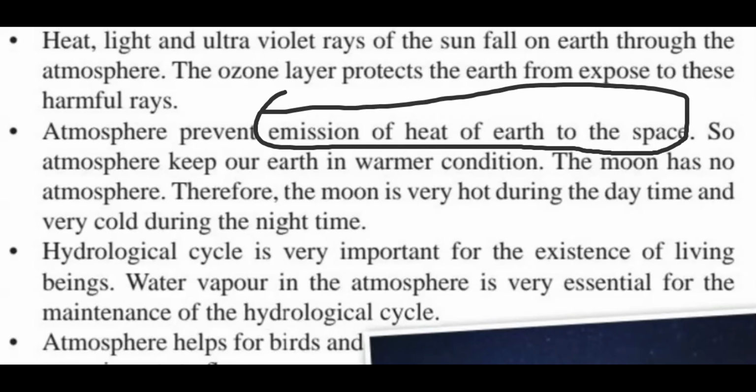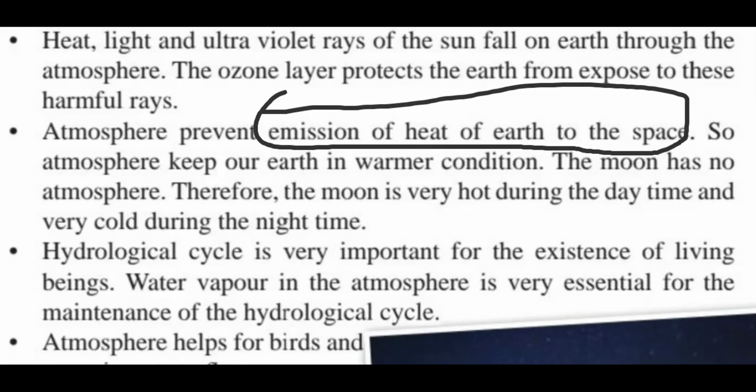So the atmosphere is keeping our Earth always in a warmer condition, and the Moon doesn't have any atmosphere, and the Moon is very cold during the night time and very hot during the daytime. These points you have to remember. Mainly you should remember that atmosphere is preventing the emission of heat of Earth to space, right?